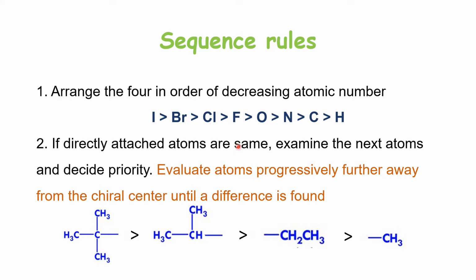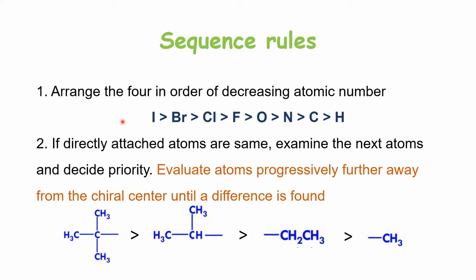So, starting with the sequence rules, whenever you encounter any chiral carbon awaiting its configuration, you need to focus on the four groups which are attached to it. Because it's a chiral carbon atom, it is assumed that all the four groups are different. But you need to focus on the atom which is directly attached to carbon, because different groups may have the same atom connecting to that chiral carbon. For example, if you have an OH group as hydroxyl and also you have an ether group, that is OCH3, in both the cases, the directly attached atom is oxygen.